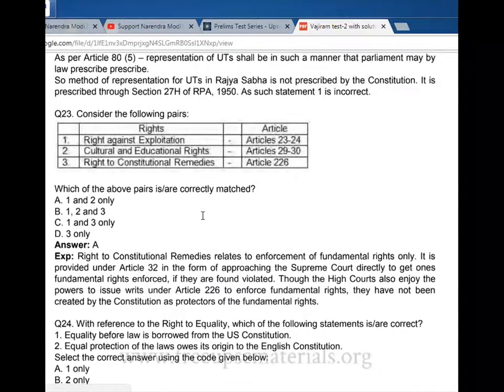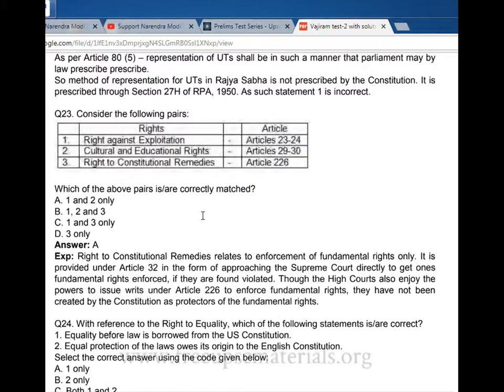Next, consider the following pairs. Right against exploitation, Article 23 and 24, is correct. Cultural and educational rights, Articles 29 and 30, is correct. Right to constitutional remedies, Article 226, that's not correct.